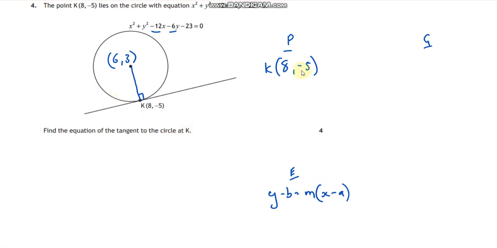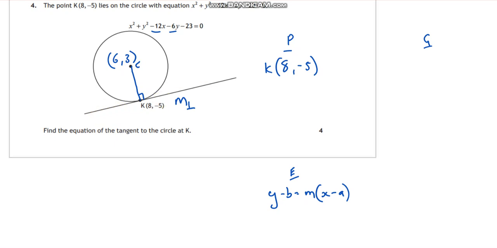So I know a point. The only thing I need to now know is the gradient of my line. They've not told me an angle, so I can't use m equals tan theta. So what I have to do is get the gradient of this line, and I'm going to call that the line CK. And then I would do the inverse change, the perpendicular, to get this one. So I can label them up. I can call that x1 and y1, and x2 and y2.